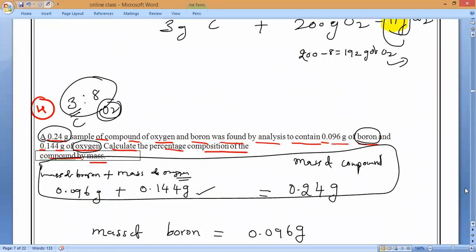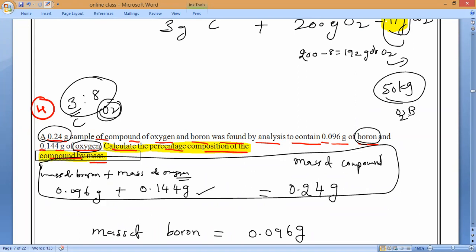Check the question, everybody. All of you read the question. What are they asking us to find? Calculate the percentage composition of the compound by mass, they are asking. Suppose my body mass is 50 kg, and my mass is made up of oxygen and boron.